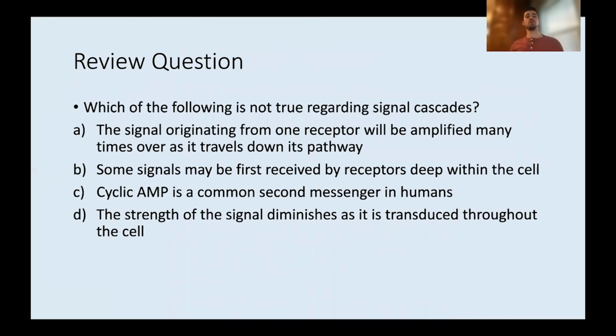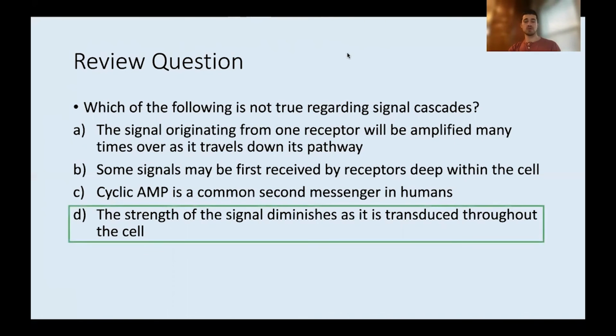Okay, so I'm going to put a review question in here for you guys. I would take maybe no more than a minute to answer this. I'm not going to wait a minute, so just pause, take your time, and when you're done, you can unpause. Okay. So which of the following is not true regarding signal cascades? The answer to this question is going to be D, and let's go over it.